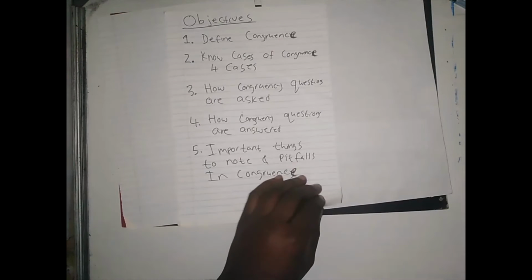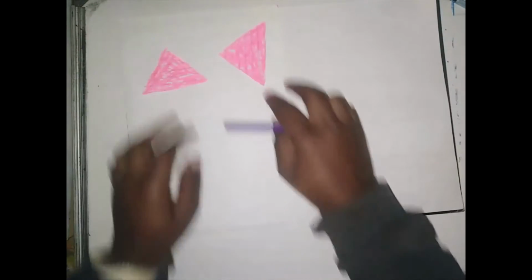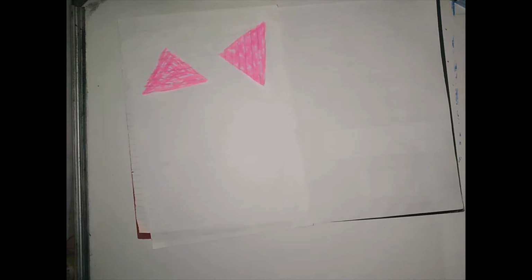Okay, let's start with number 1, defining congruence. Ladies and gentlemen, what is congruence? Congruence is nothing that fancy. It's just a fancy word that simply means exactly fit on each other. So what is going to happen here is you're going to be given a situation like this. And then they will say, show that these two triangles are congruent.